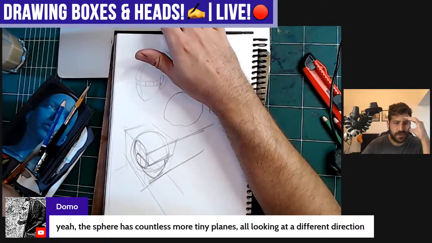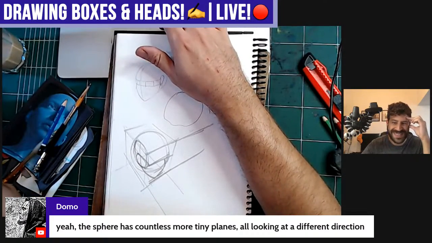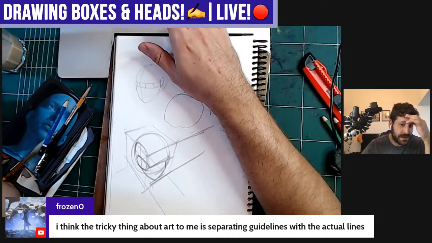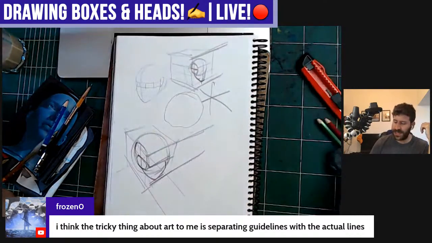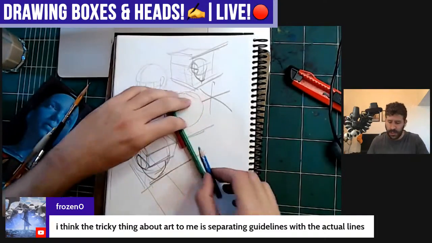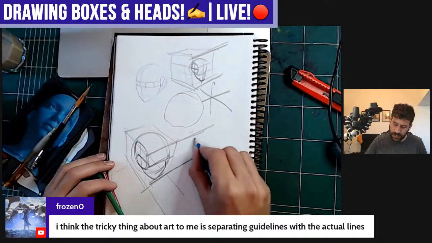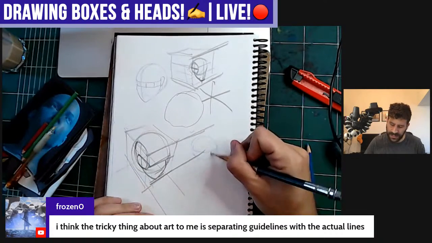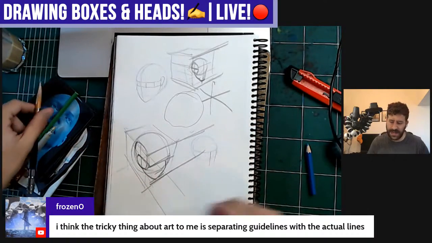A sphere has countless more tiny planes all looking in different directions. Exactly. Frozen, I think the tricky thing about art is separating guidelines from actual lines. Actually, the colored pencils are good for this because you can start with just, let's say, a blue pencil and then go over it with a darker pencil for the actual details. I know it can be a challenge.